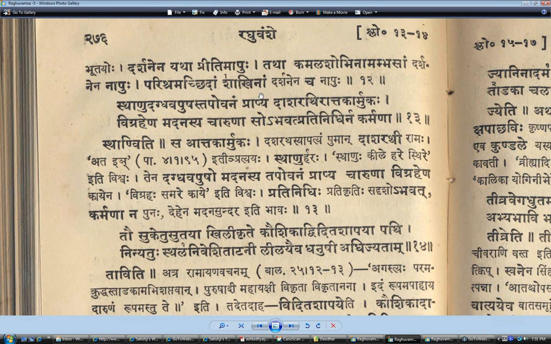Then yatha, the rest of it is not given much commentary. These are some simple words now. So yatha priti mapuhu tatha na kamala shobhinam ambasam. Ambas is a sakandra pratipadikam. Ambas means jalam. So ambasam is jalanam, is apam. And then kamala shobhinam.